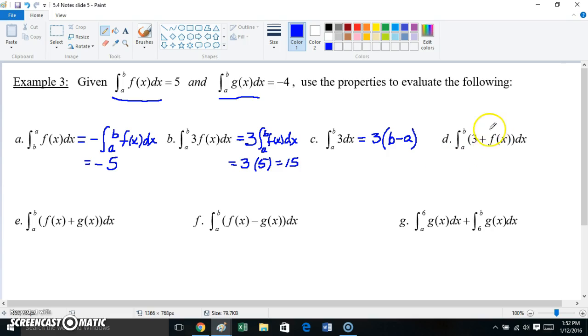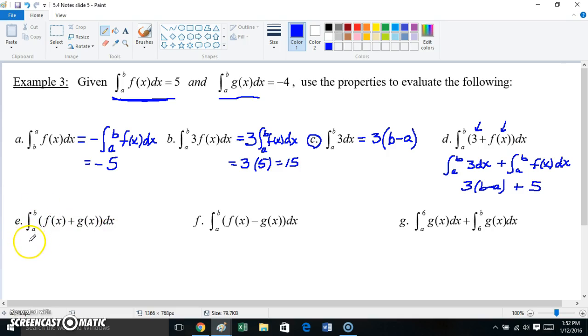Question D is combining a constant plus a function. So it's like we're combining example C and just the simple given f of x. So we can break this up into the integral from a to b of 3 dx plus the integral from a to b of f of x dx. That's going to be 3 times b minus a plus 5.